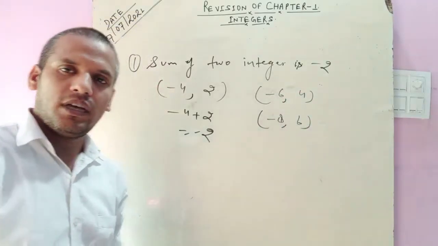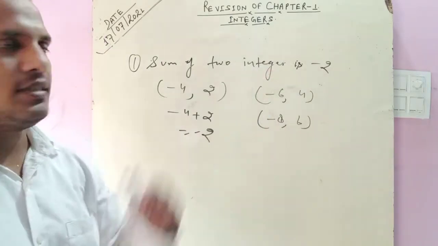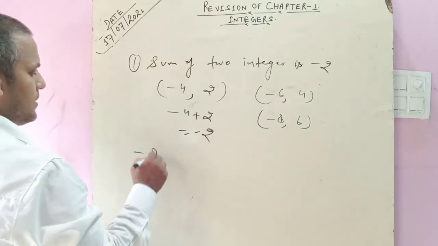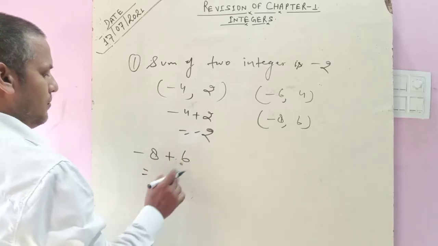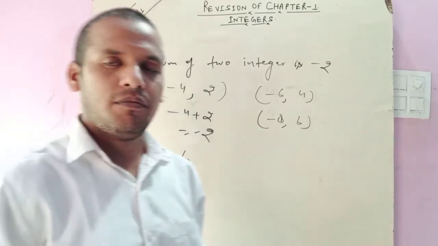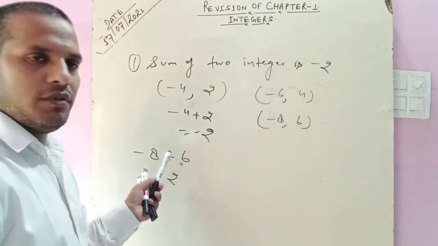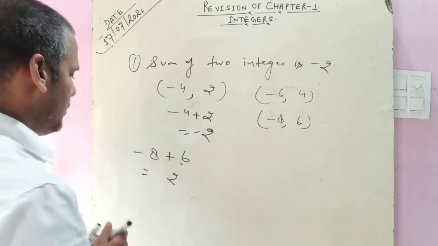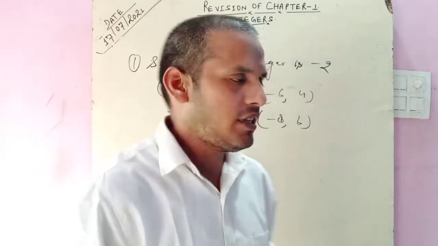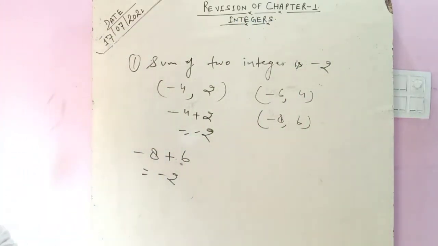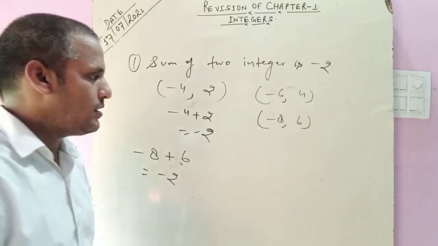There are so many examples we can take for finding this result. If we add minus 6 plus 2, or minus 8 plus 6, we solve it like this. When plus and minus are given, we always subtract, and we use the sign of the larger number for the result. Here minus 8 is greater, so we use a negative sign. This type of problem, you can take an example and find the pair of integers for the same result.